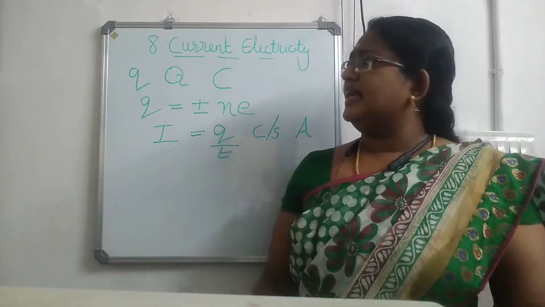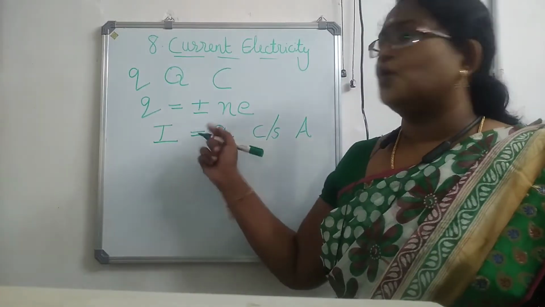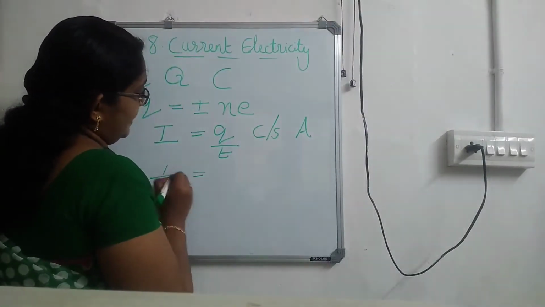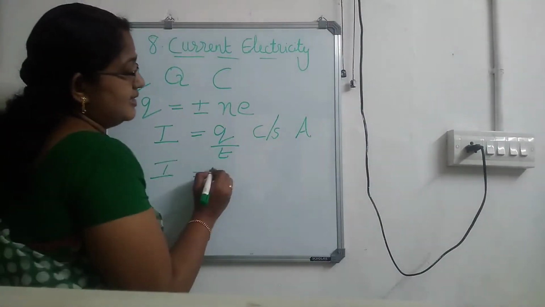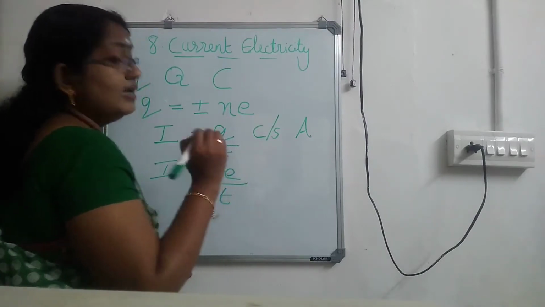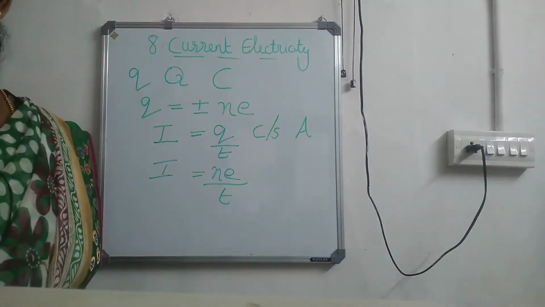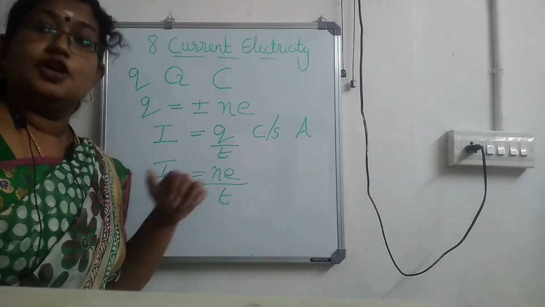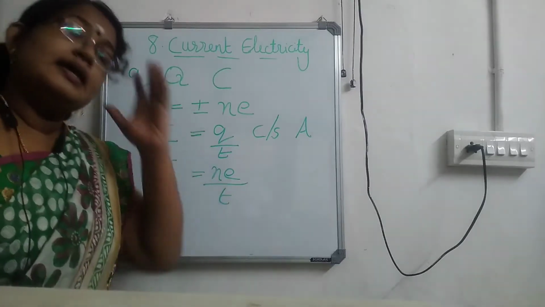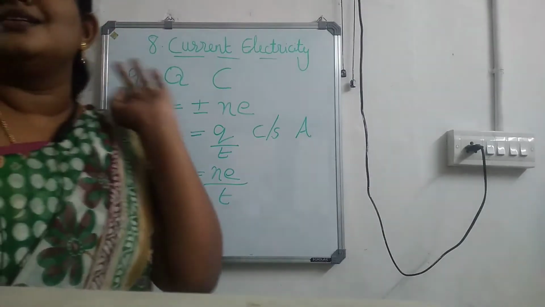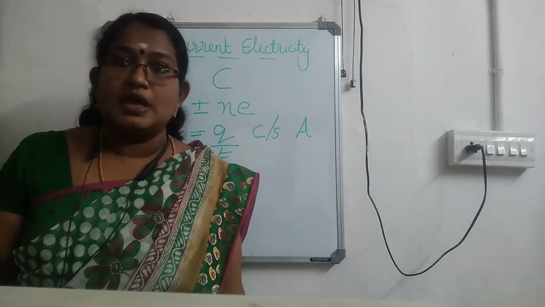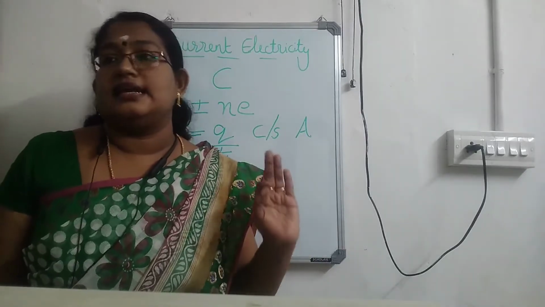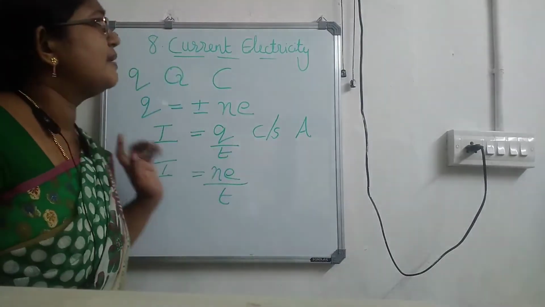Okay. Then, we learned an equation for Q. What was it? Ne. So, you can substitute it here. So, we'll be getting one more equation. I is equal to Ne by T. Okay. So, now we have two different equations for calculating current. Either Q by T or Ne by T. Then, one more thing you can remember. Current is actually a scalar quantity. We already learned about scalar and vector quantities. Current is a scalar quantity. So, is it clear about electric current?